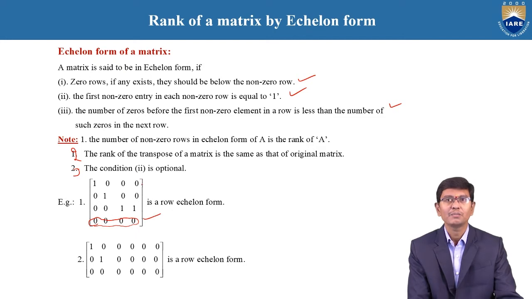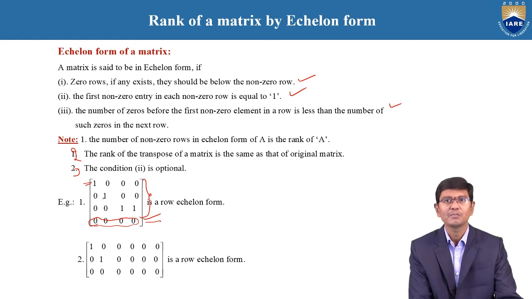Coming to the remaining three rows, these are called non-zero rows, because each of them contains a non-zero value. By observing, the zero row is available only as the last row, and the remaining three rows are non-zero. And for the second condition, before the first non-zero number, for example in the first row the first value is 1, there are no zeros before the first non-zero element.